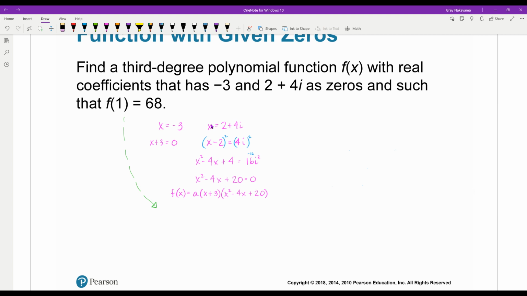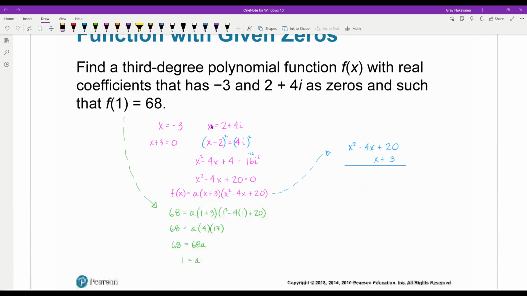So f of 1 equals 68 means I'm going to put in 68 by itself, and then everywhere I see x on the other side, I'm going to plug in a 1. So 1 here, and 1 there. And when I simplify those parentheses, I get 4 and 17. 4 times 17 is 68, so I find out that a is equal to 1, which means the only thing I have to do to finish this problem is to multiply out my trinomial and my binomial. And so I'm going to put the trinomial on top.